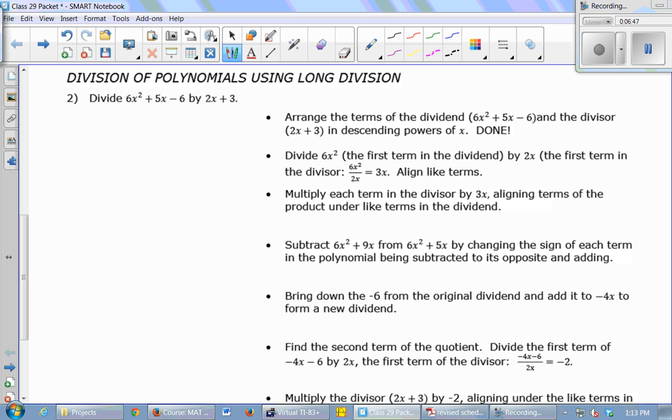So I've got a whole list of steps, what to do, on the right. We're going to do them here on the left. So I want to divide 6x squared plus 5x minus 6 by 2x plus 3.